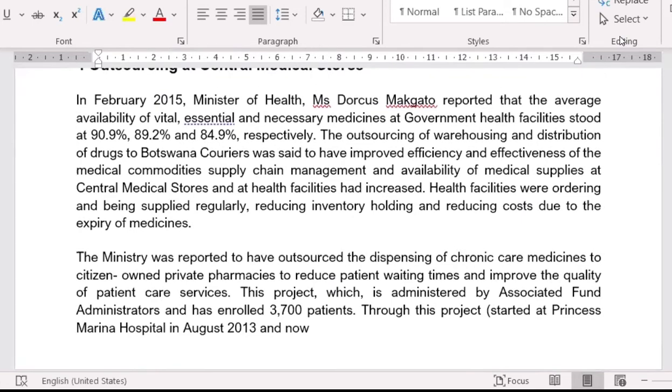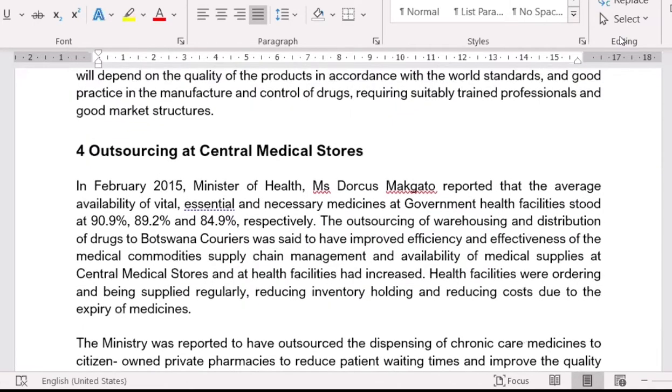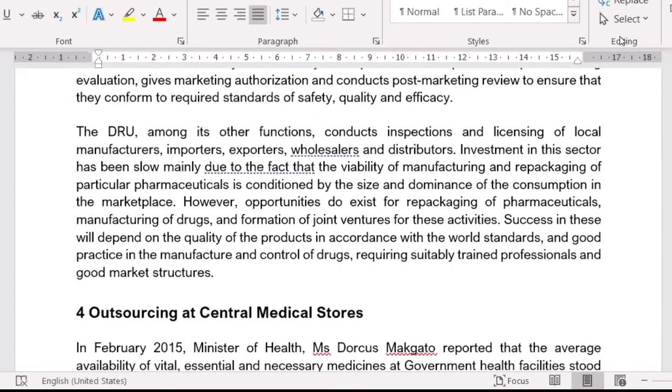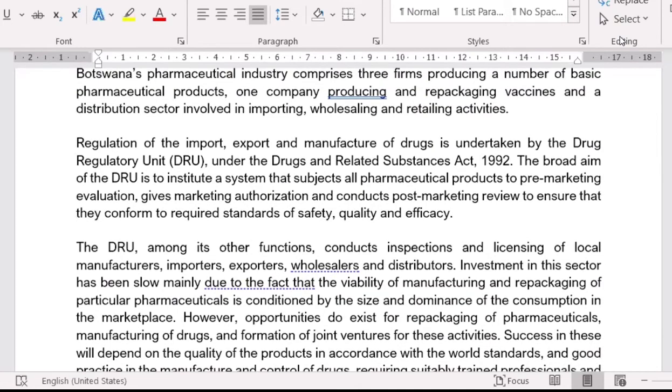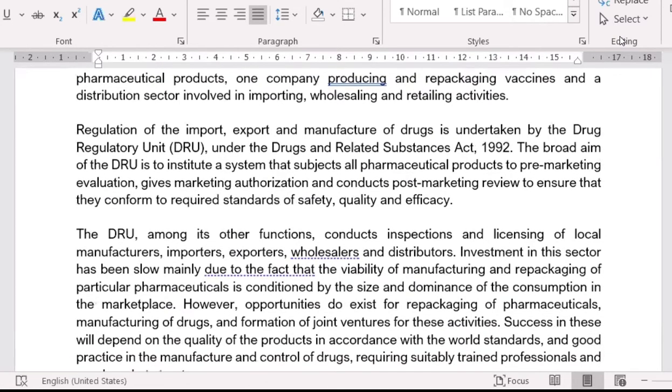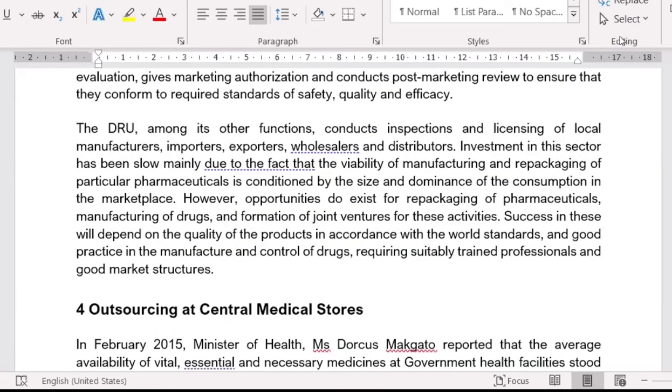Okay, so there are also silent concepts in the case study that might not reflect a negativity or a problem, but they are problems in themselves, right? For example, when we look at the DRIU, which is equivalent to our ZAMRA, right?